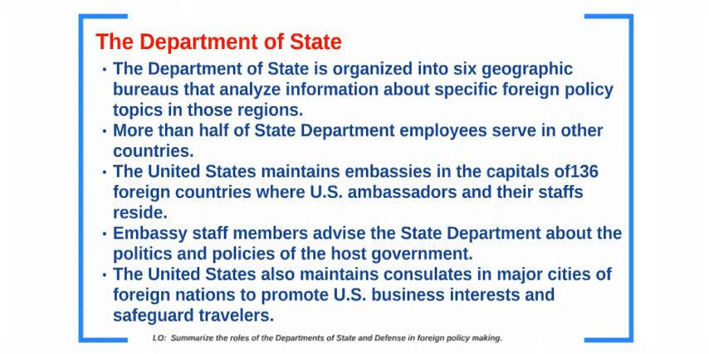The Department of State is organized into 6 geographic bureaus that analyze information about specific foreign policy topics in those regions. More than half of the State Department employees serve in other countries. The United States maintains embassies in the capitals of 136 foreign countries where the U.S. ambassadors and their staffs reside.